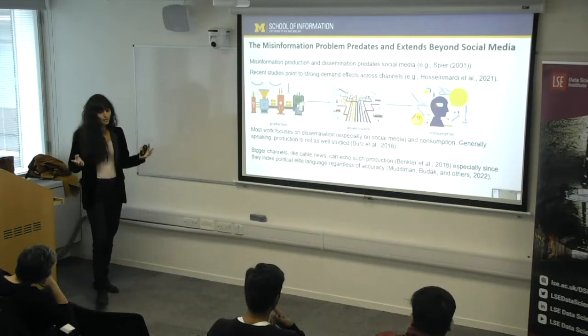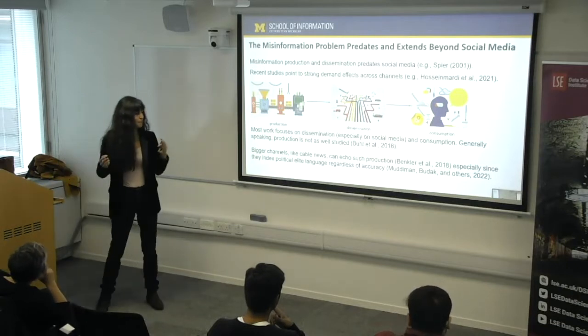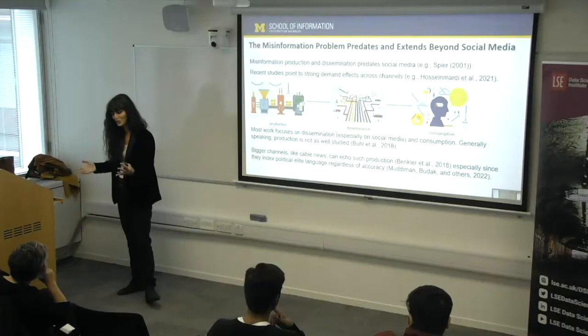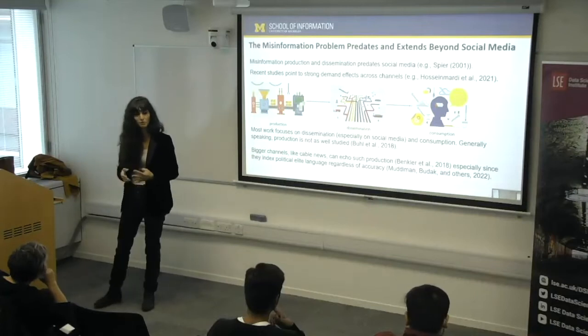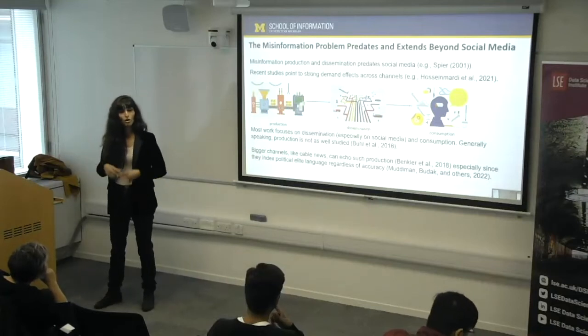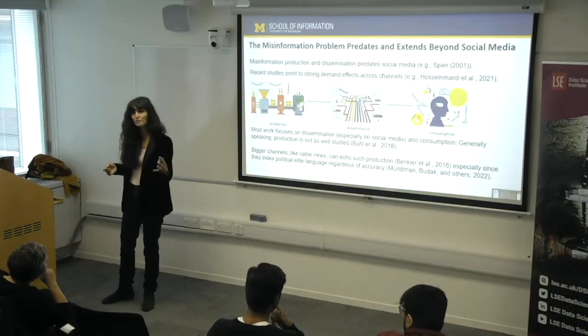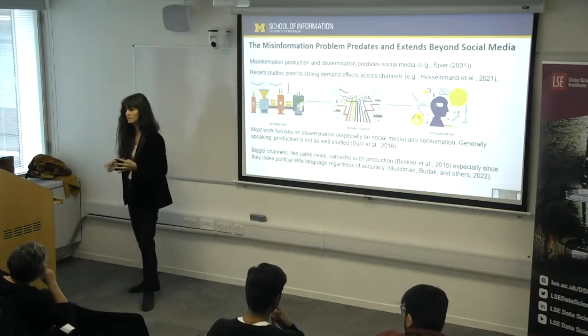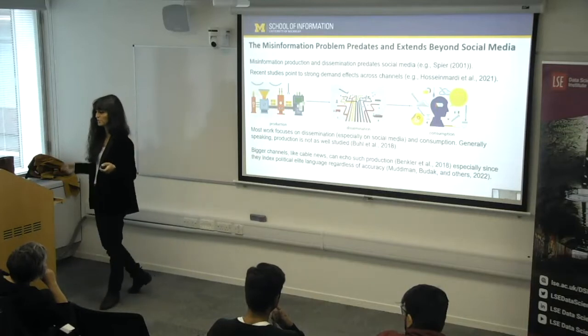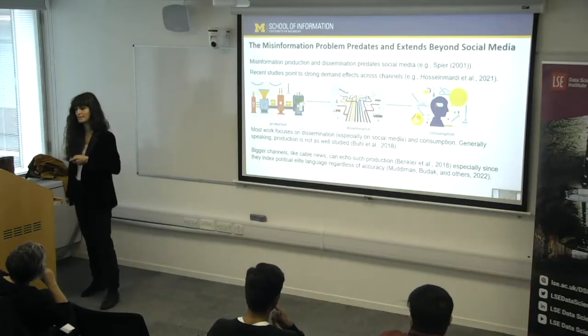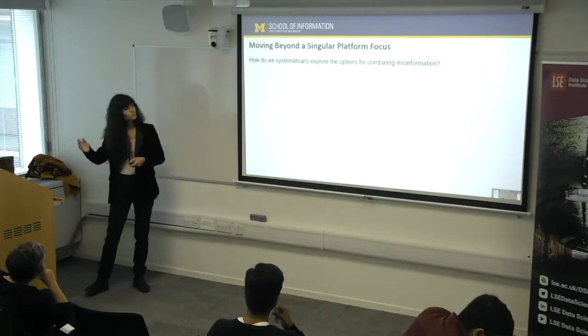So overall, what I'm trying to say is that social media is one aspect of it, but we really need to think about broader mechanisms through which production, dissemination, and consumption happen, and think about curbing misinformation in a systematic way. So how do we do that?